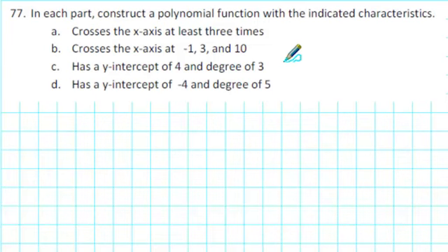In each part, construct a polynomial function with the indicated characteristics. For part A, we want to construct a polynomial function that crosses the x-axis at least 3 times. To get started, we might sketch a possible graph.